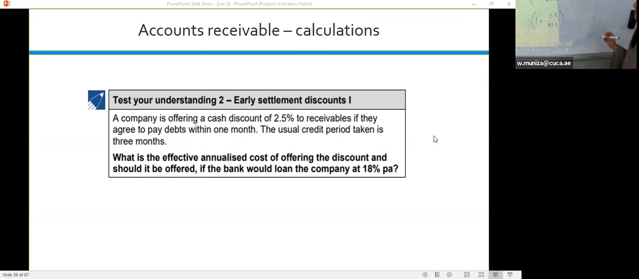Okay, now the number of periods. The time period has been given in months. So 12 divided by how many months earlier the payment is now going to be made. The credit policy is for 3 months and the person is agreeing to pay in 1 month. So 2 months earlier the person is now agreeing to pay. So 12 divided by 2, minus 1. So it will become 6.